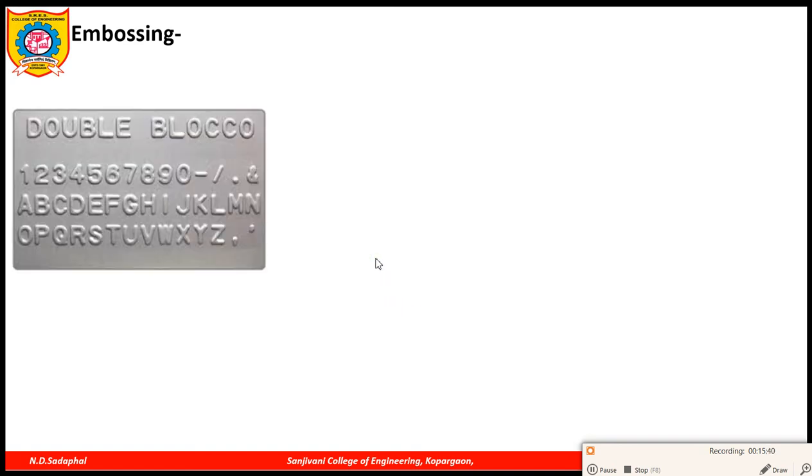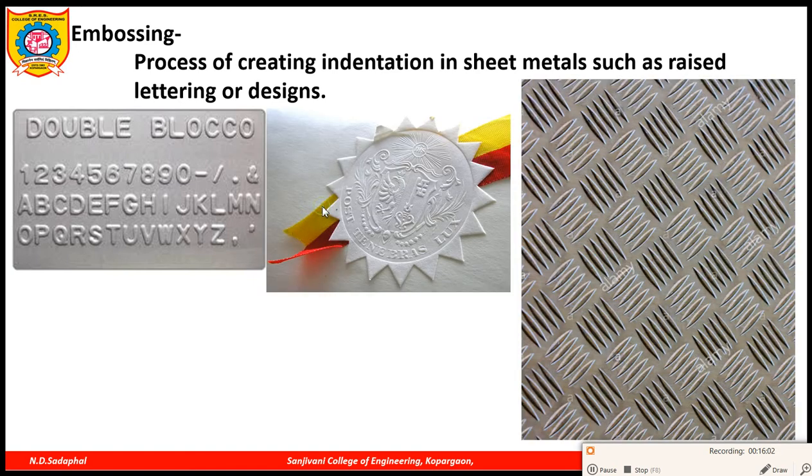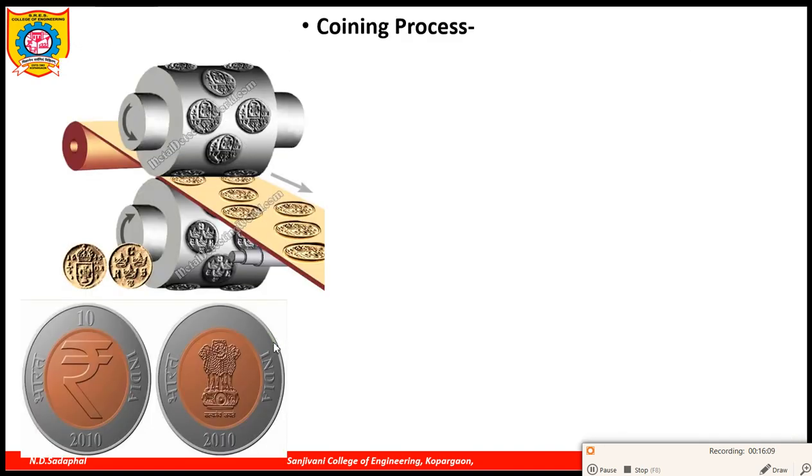Then what is embossing? Embossing is a process of creating an indentation in sheet metal such as rays, lettering or designs. In an ATM card you can see some raised indentations are produced. So those raised indentations are produced by the process of embossing. You might have seen this in buses.